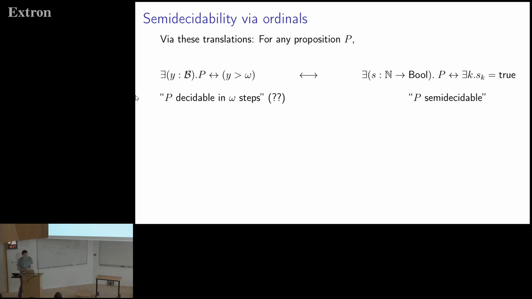So I suggested this terminology that we call this one P is decidable in omega steps, even though I'm not sure anymore, because I'm not sure whether this really conveys the intuition correctly. But due to a lack of an alternative terminology, I keep this terminology for now.